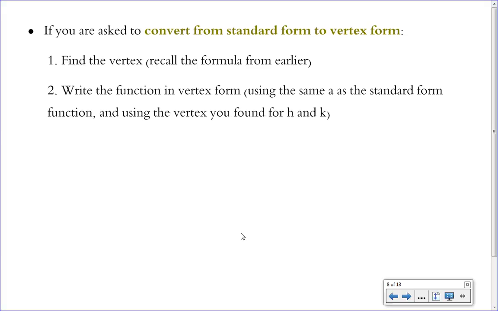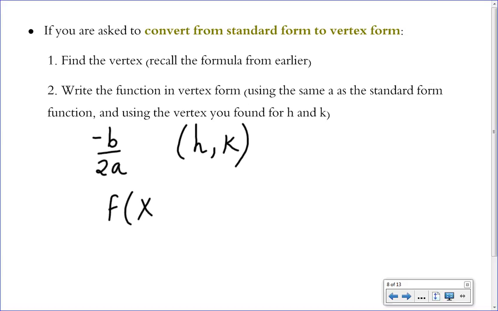This is a video about how to convert a quadratic equation from standard form to vertex form. So first we just find the vertex, which is negative b over 2a. Then we plug that into the function to find the full vertex of the function, because that will give us our h and our k value for our quadratic equation in vertex form. I'm just going to write the quadratic equation in vertex form here.